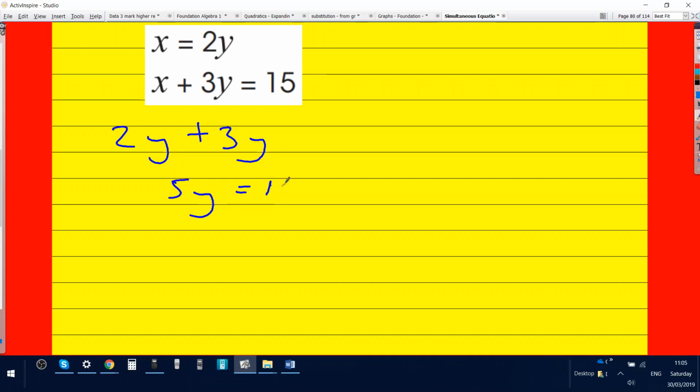Is that full marks? Simultaneous? And then find x, yeah. So x equals 2 times 3, which is 6. Well done.